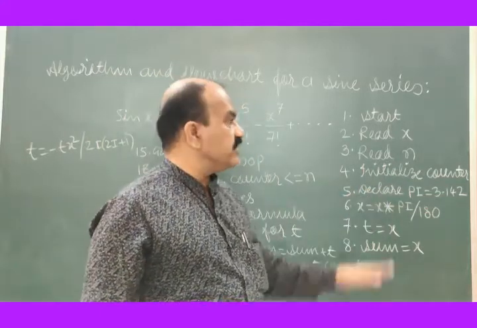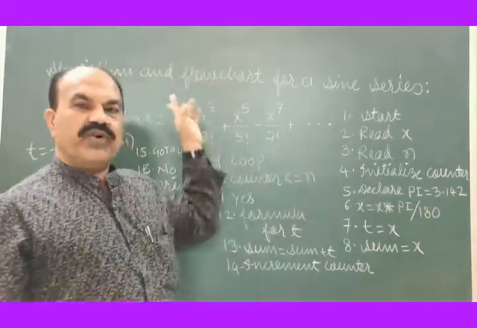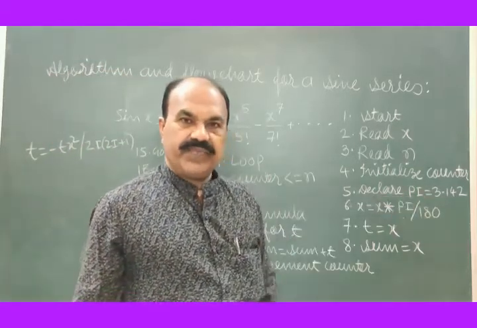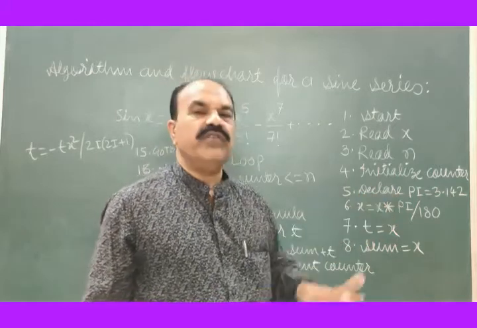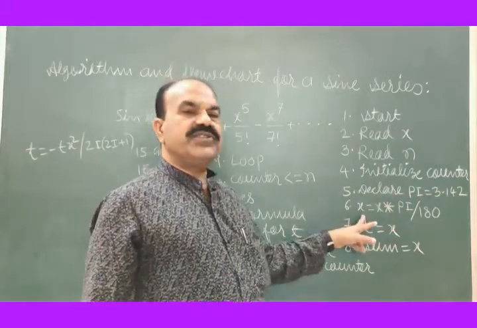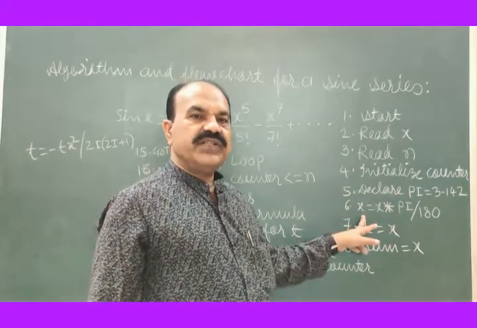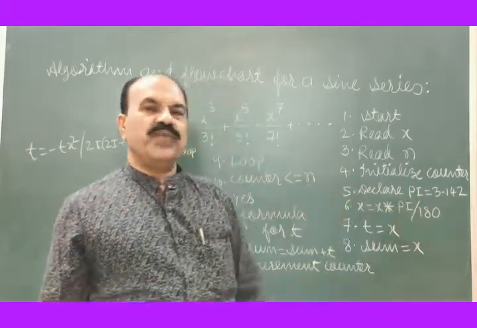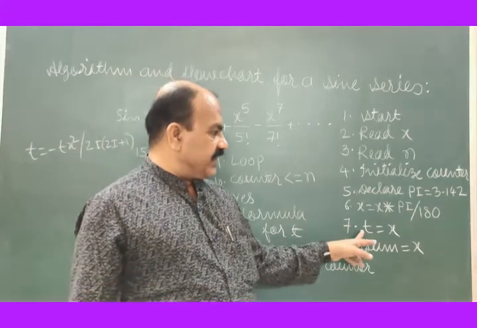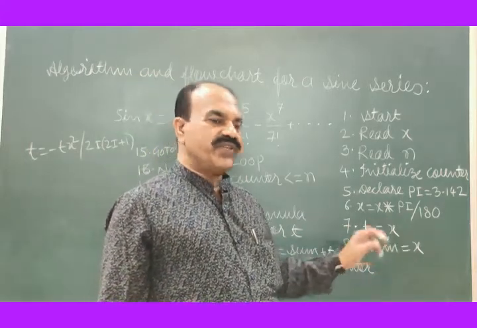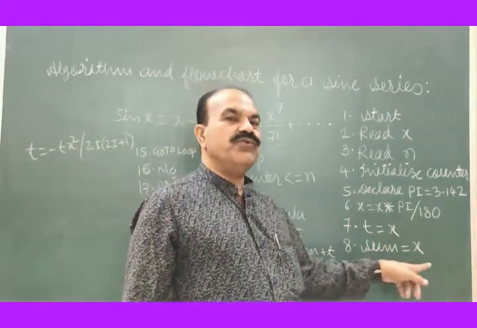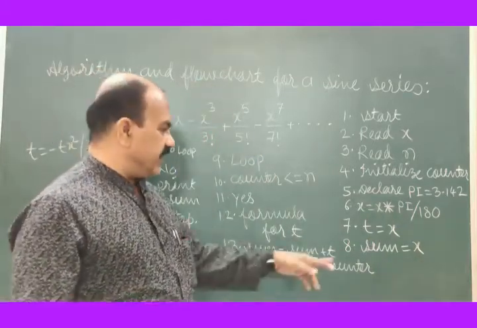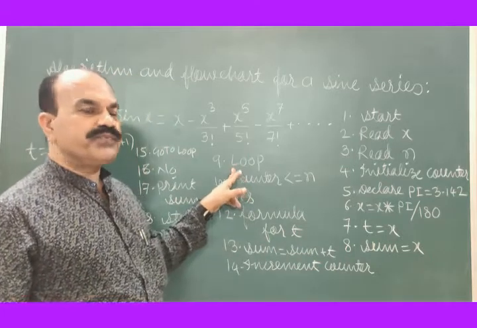initialize counter, how many terms you want to take for sin x, declare pi as 3.142, convert the argument in degrees to radian using this formula. Take first term is equal to x, take sum is equal to x. First sum is x, okay. Then form a loop.